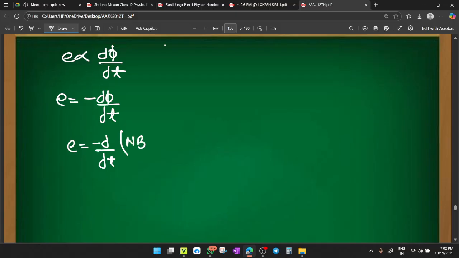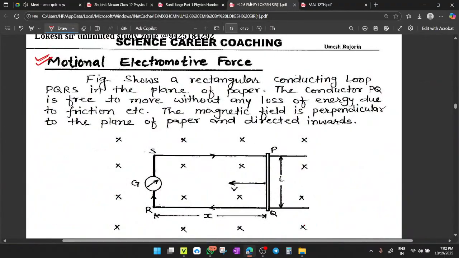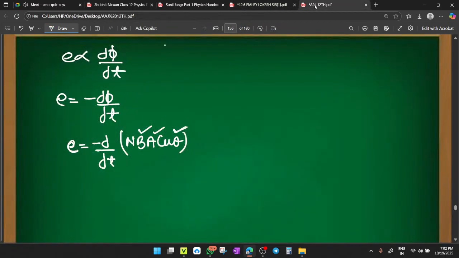As I told you, there's a rate of change of flux, and the amount of flux is given by NBA cos theta. So there may be a change in magnetic field, change in area, and change in angle. A change in these quantities will result in the production of induced EMF. So case by case, we will see how these quantities change and produce EMF. First is motional electromotive force. The concept behind this is changing the area.